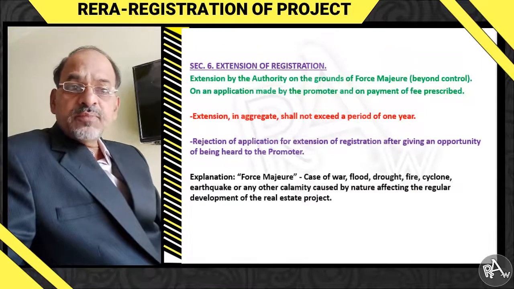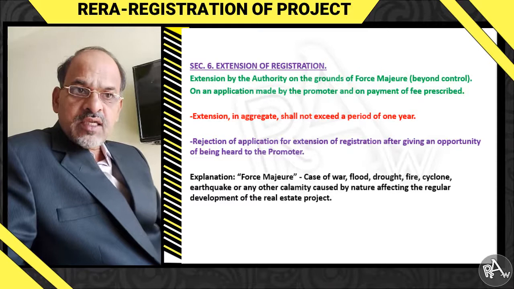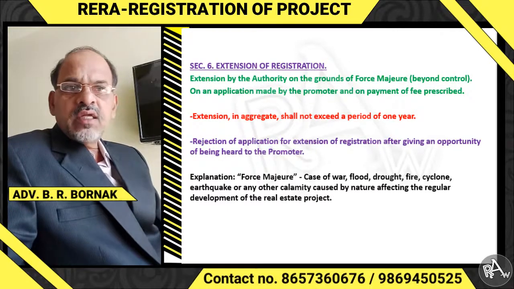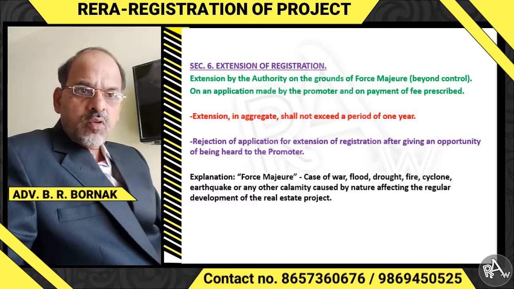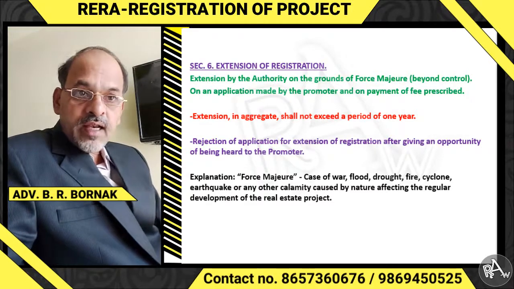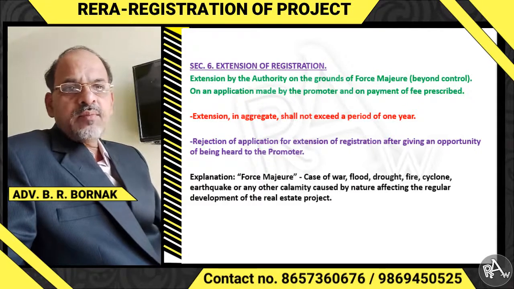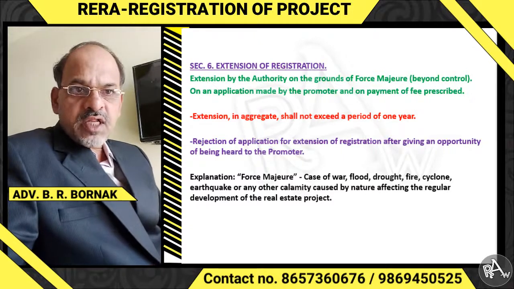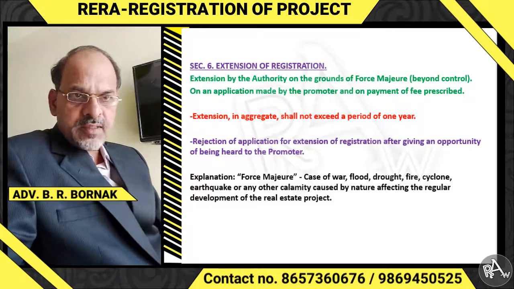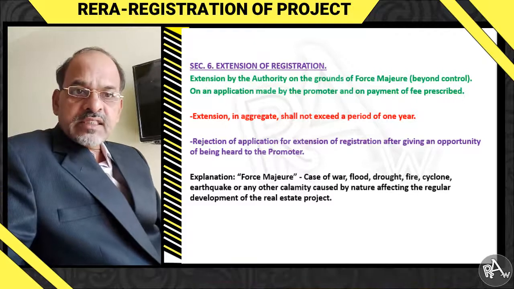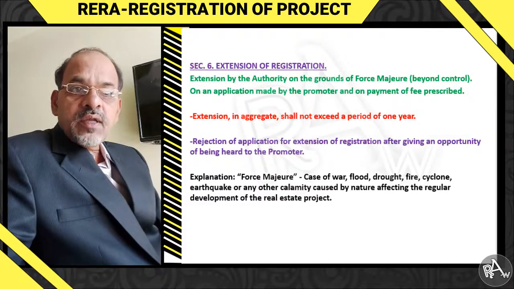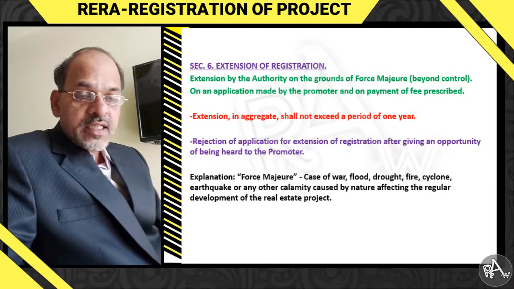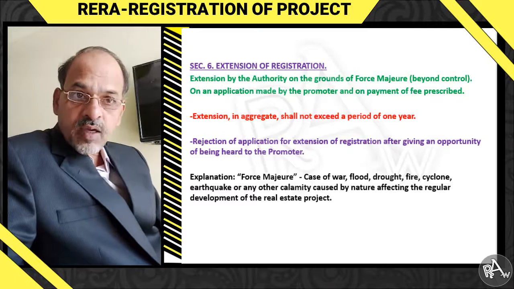Now there is a provision for extension of registration, because while applying for registration, the promoter will have to mention the period for which his registration shall be valid, and during that period, that promoter will have to finish his project. He will have to obtain the occupation certificate or building completion certificate. But under certain circumstances, the extension to the registration can be given by the authority. That provision is under section 6 of the act.